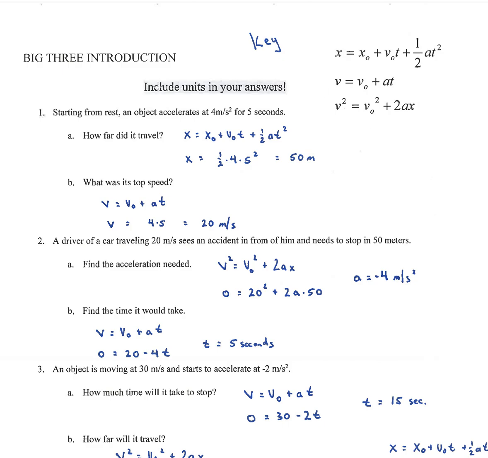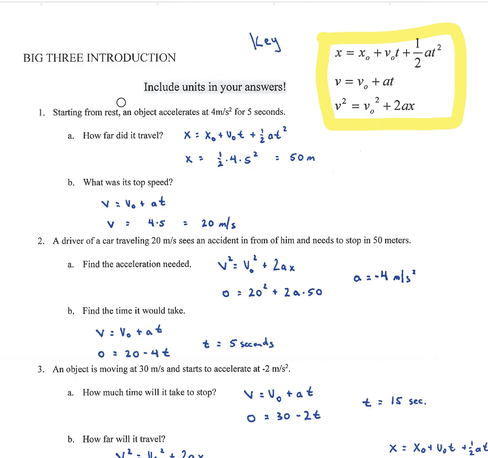Remember the big three. We are looking at these three right here. Position equation, velocity equation, and the v squared, also known as the no time equation. So read the question, and then we think about what's given to us, and then what's it asking.